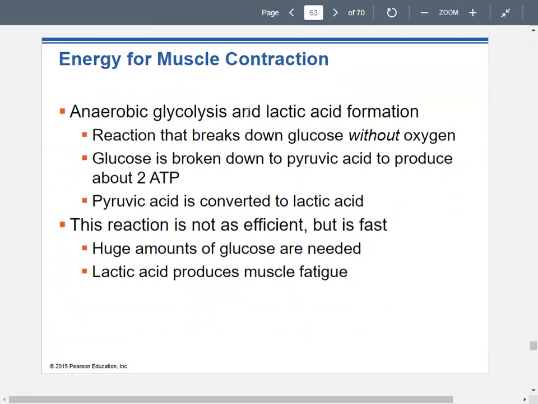All right, anaerobic glycolysis, lactic acid formation. So here you have reactions breaking down your glucose, but it does not need oxygen. Okay, it does not need it. When you break down your glucose, it breaks it down into pyruvic acid, makes 2 ATP molecules. And if you don't have any oxygen, your pyruvic acid is going to be converted to lactic acid. And it's not efficient, but it is fast because there's not that many steps involved.